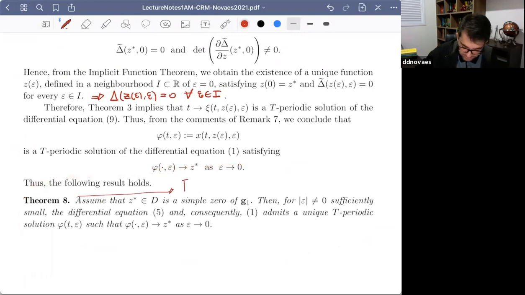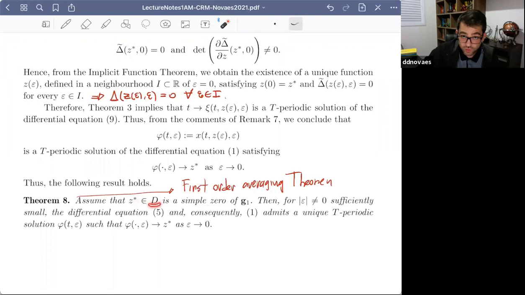We usually call it the first order averaging theorem. Assume that z star in the domain is a simple zero of g1. Then for epsilon distinct from 0, sufficiently small, the difference equation 5 and consequently the difference equation 1 admits a unique t-periodic solution phi t epsilon such that it converges to z star as epsilon goes to 0. Okay, it admits a unique t-periodic solution satisfying this property.